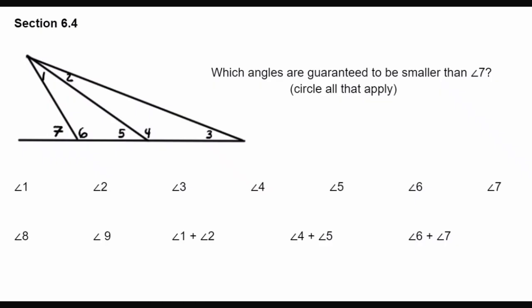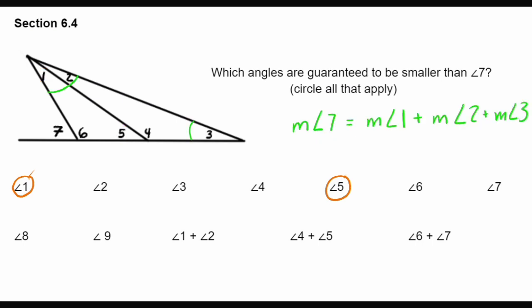Section 6.4 is really pushing the do not trust what you see, trust what you know. First thing we know is the measure of angle 7 is equal to the measure of angle 1 plus the measure of angle 5 by the exterior angle theorem. Since all angles have to be greater than 0, that means that the measure of angle 1 and the measure of angle 5 have to be less than 7 because they have to add up to 7. So I circle them because they are guaranteed to be smaller than 7.